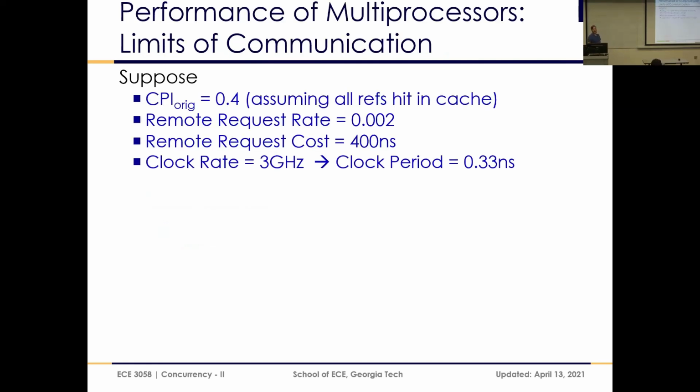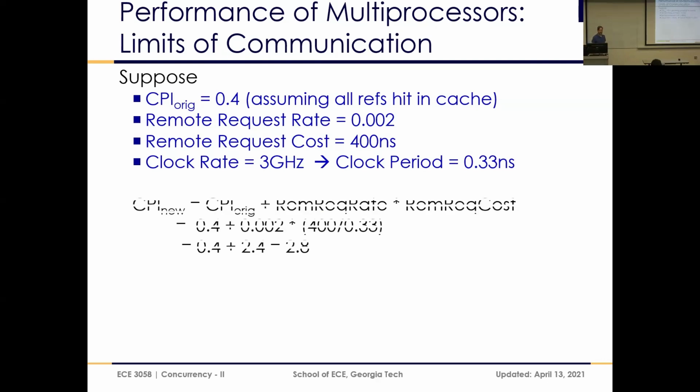All right, so suppose we have a CPI of 0.4, we have a remote request rate, we have a remote cost rate, and then we're going to say our clock is 3 gigahertz. Have we done something similar to this before in this class? CPI new is going to be the CPI of the original plus the remote request rate times the remote request cost. This is the same equation that we were using for the cache miss time or the average cache access time.